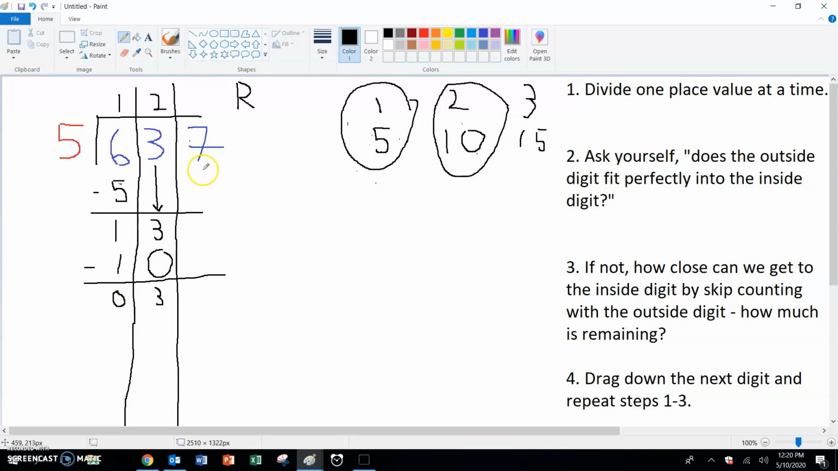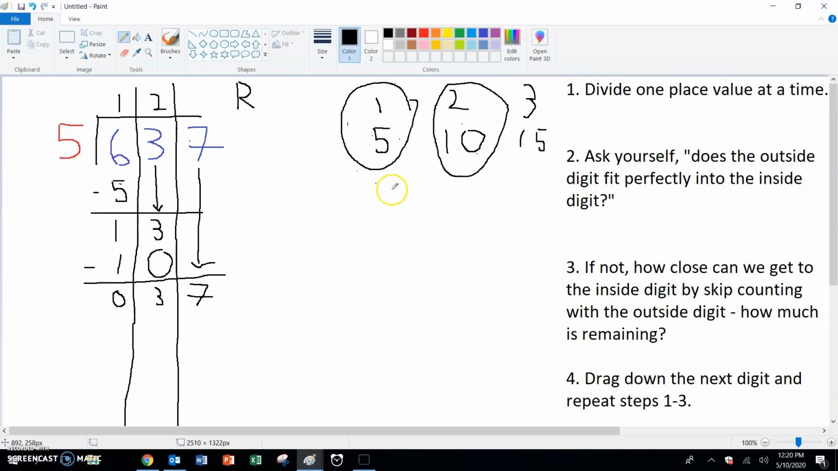Lastly, we take our last digit and we drag it down. Read the number exactly as it is, 37. And then we ask ourselves, how close to 37 can we get, skip counting by 5? One group gives us 5, 2 groups gives us 10, 3 groups gives us 15.